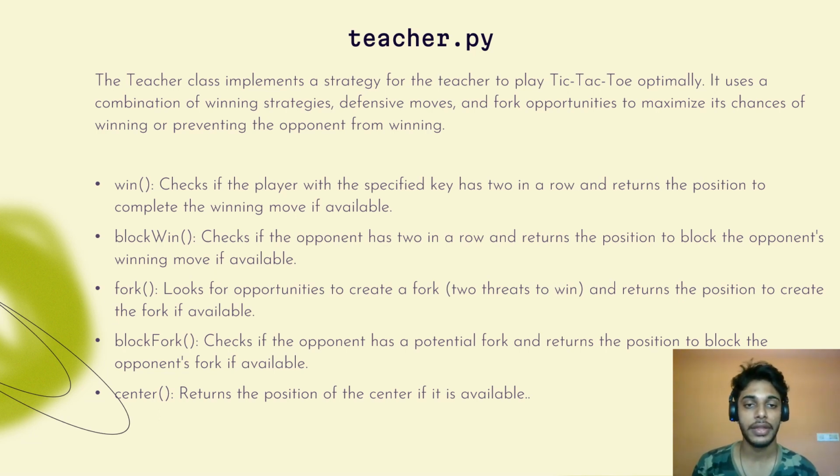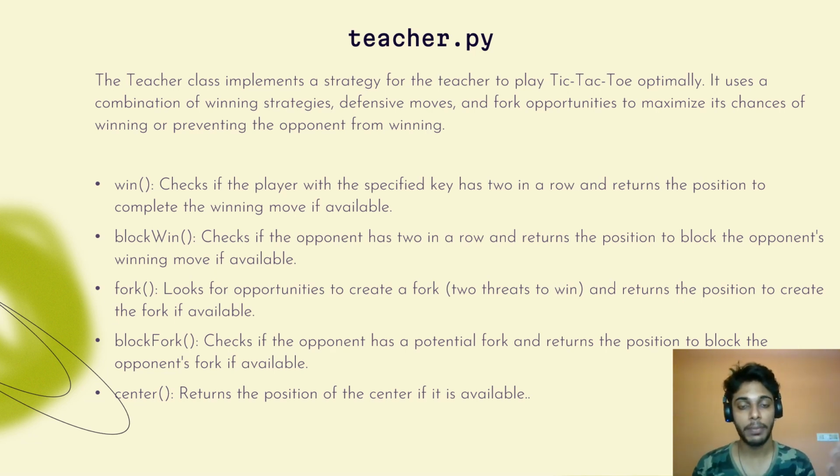The next function is the fork. This function checks if the teacher has a chance to create a fork, which means having two potential winning moves after the current move. So it checks for specific patterns on the board where a fork opportunity exists. If such a fork opportunity is found, then the function returns the coordinates of the cell to create the fork.